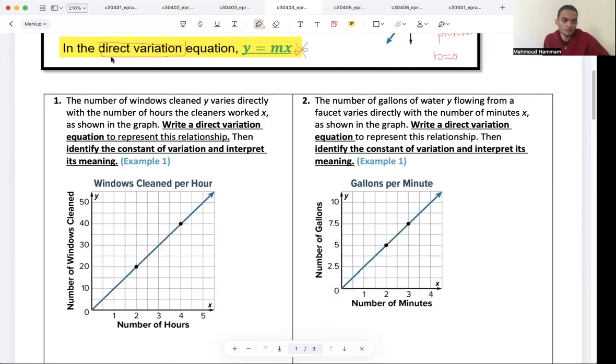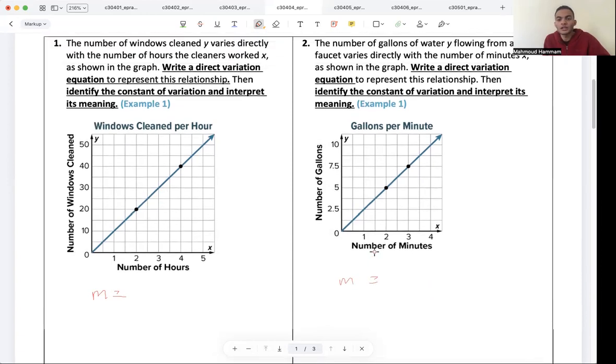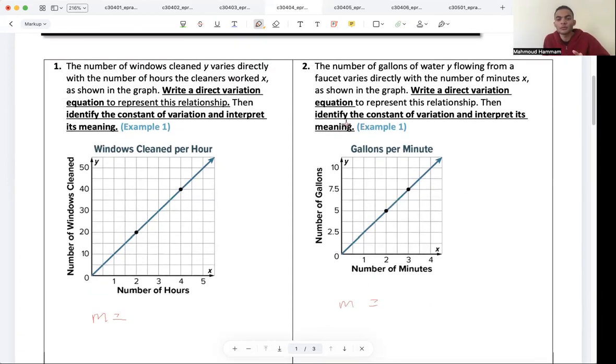So both of these graphs are proportional or non-proportional? Proportional. Both of them are proportional, so we don't have b. I just have m, and I need to find the m. But take care, in this question, he will ask you to interpret its meaning. So m is the slope, and another name for it is the constant of variation.